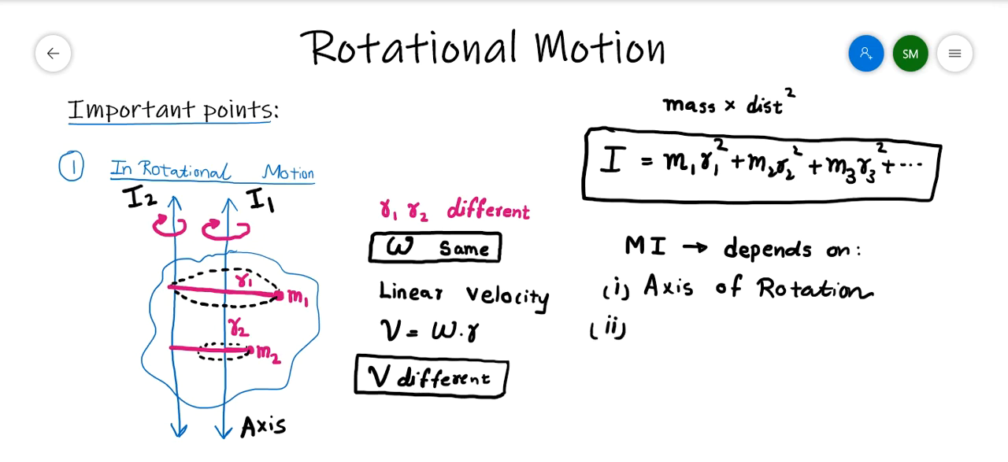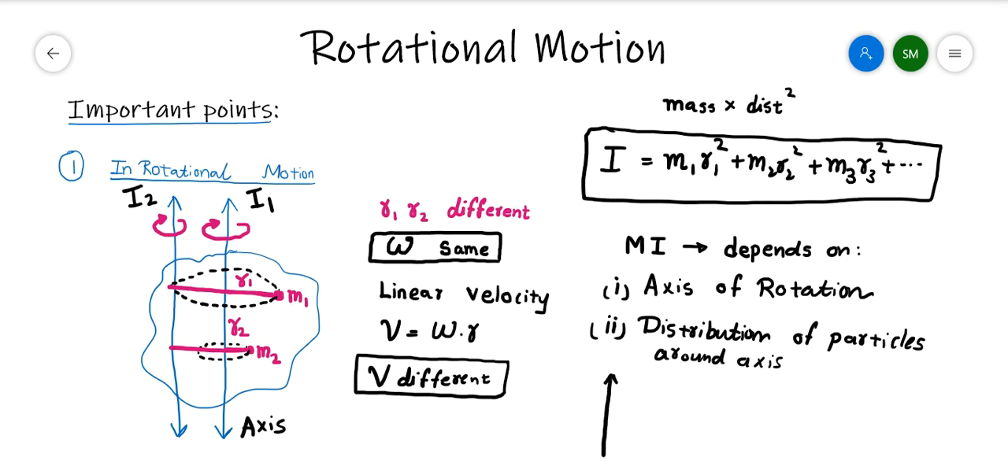Second important point, the moment of inertia also depends on the distribution of particles around the axis. It depends on the distribution of particles around the axis. To understand this, I'm giving you one simple diagram. Look at this diagram now. Let's say this is the axis of rotation and this is a particular body. Now look at this particle. Let's say the mass of this particle is m and the distance from the axis is r.